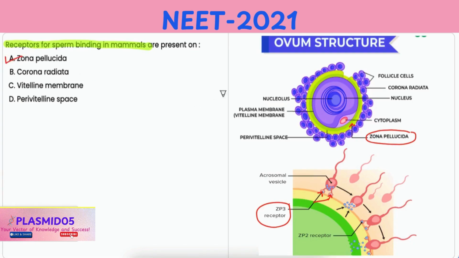Option B, corona radiata. It is incorrect. It is a layer of cells surrounding the oocyte and the zona pellucida, whose primary role is supporting the oocyte and aiding in nutrient transfer. Option C, vitelline membrane. It is incorrect. It is a term used more commonly in non-mammalian species, for example, amphibians or birds, but not in mammals. Option D, perivitelline space. It is also incorrect. It is a gap between the zona pellucida and the oocyte plasma membrane and does not contain any receptors for sperm binding.